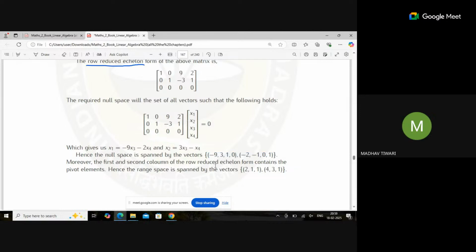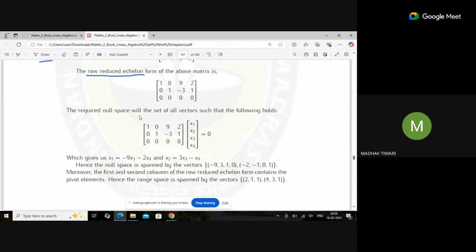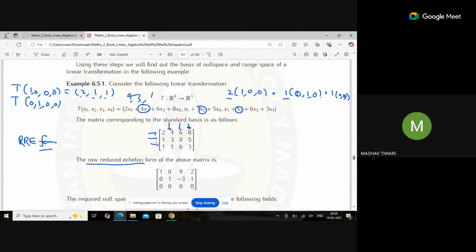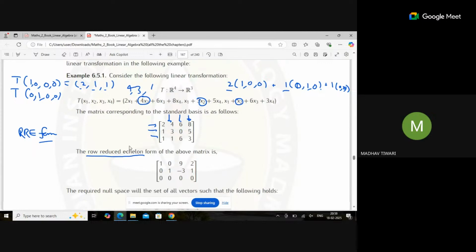If you want to find the range space, you can see the first column has the pivot element and the second column has the pivot element. So I can simply move a little bit up. What is my first vector? 2 1 1 and 4 3 1. They will form the basis for my range space.